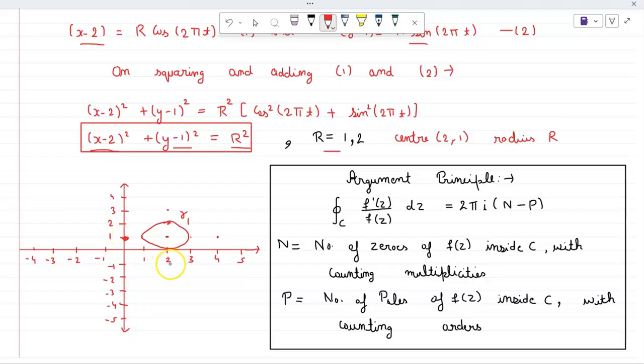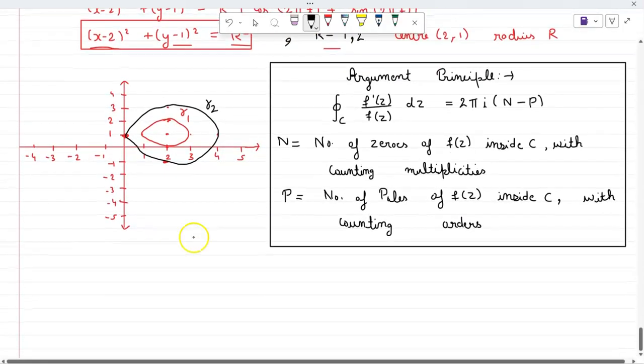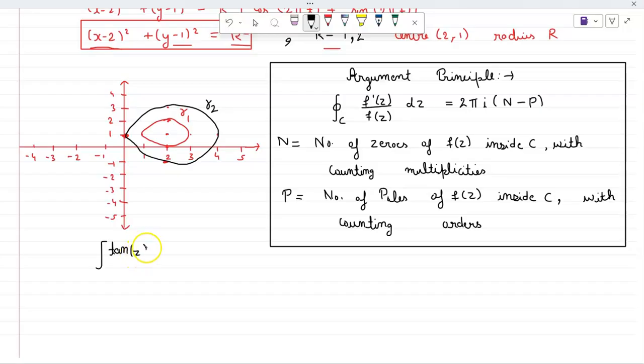So gamma 2 is this black circle. I have drawn it roughly. Yes, so it is gamma 2. Now we have to calculate the integration of tan z dz over gamma 1 and gamma 2.